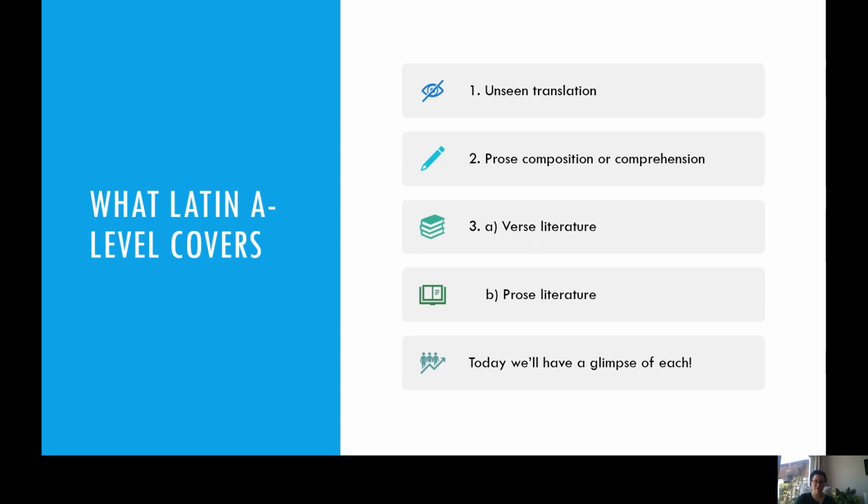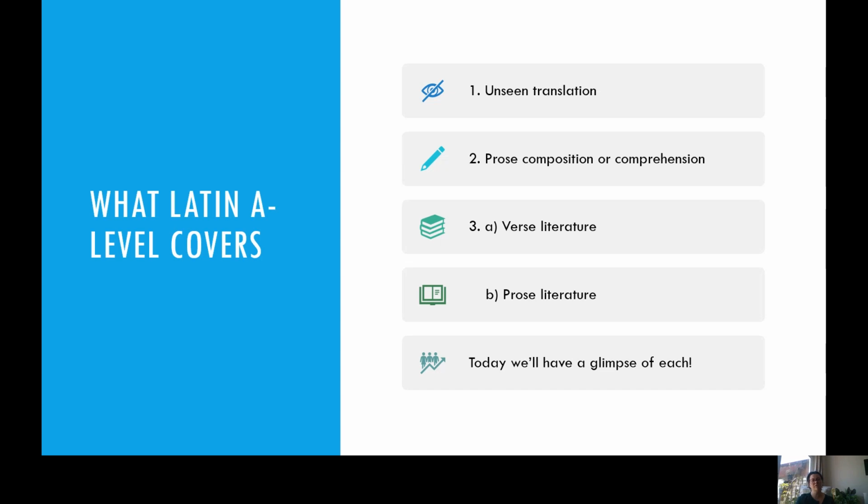The other option is comprehension. Every year I give the class the opportunity to decide which of those 2 they want to focus on. So comprehension questions are questions to gauge your understanding of a text, and they include questions on grammar and syntax, just so you're aware. And then we have 2 bits of literature.